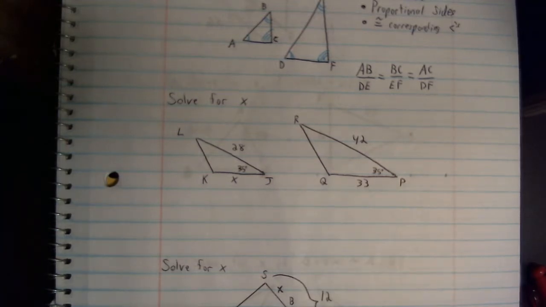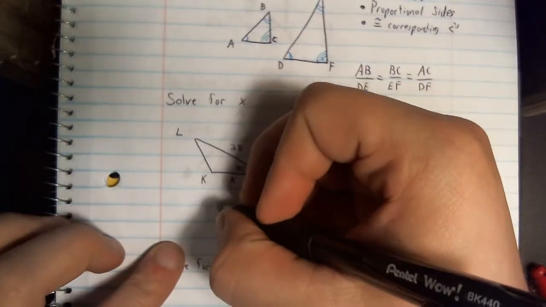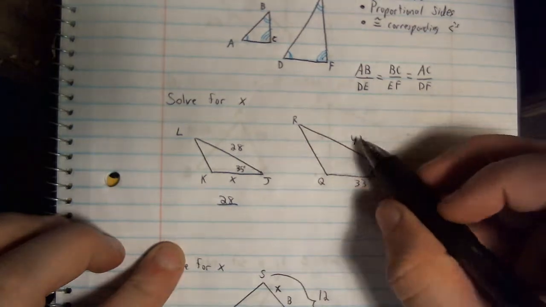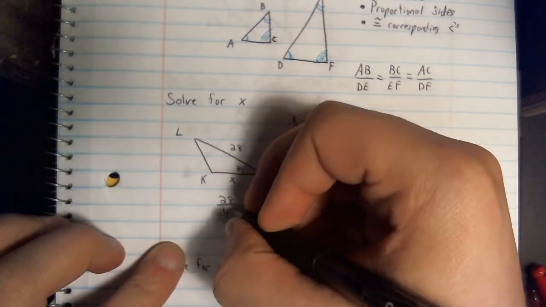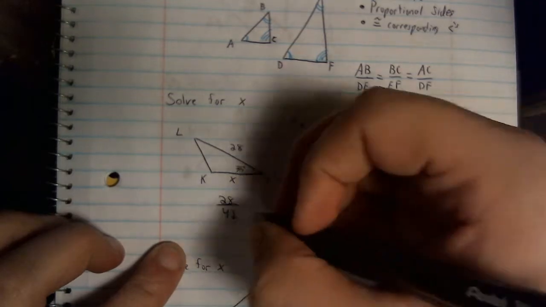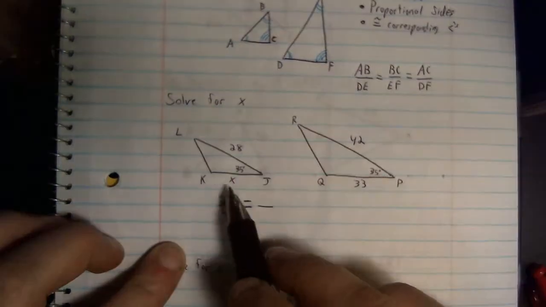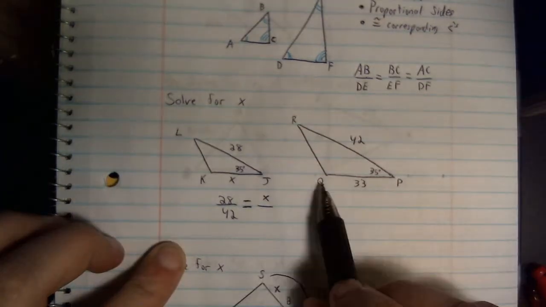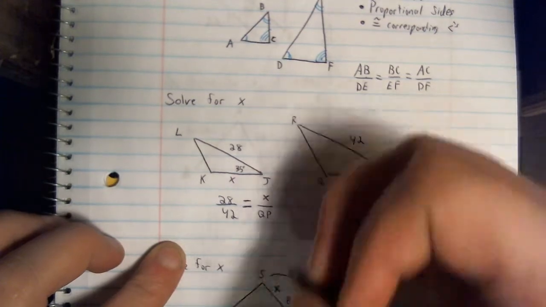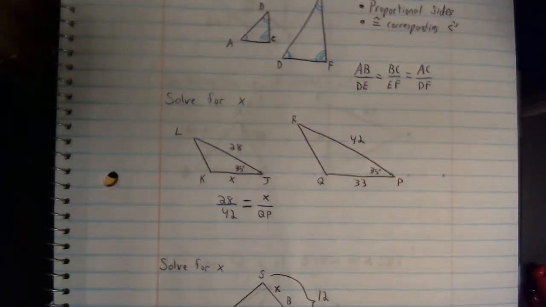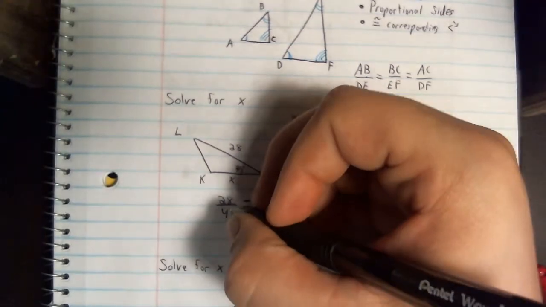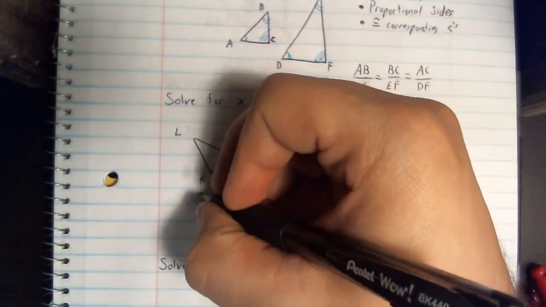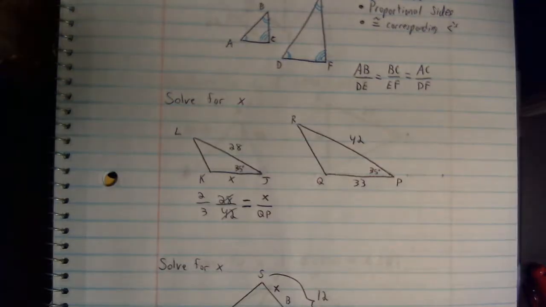So let's set that up. We're going to look at LJ, which has a length of 28, and we're comparing it to its corresponding side of RP, which has a length of 42. That is going to be set equal now to KJ, which we have as X, compared to its corresponding side of QP. Now, if I were to simplify both of these, I would find that these are both divisible by 14, which is going to leave me with 2 over 3.